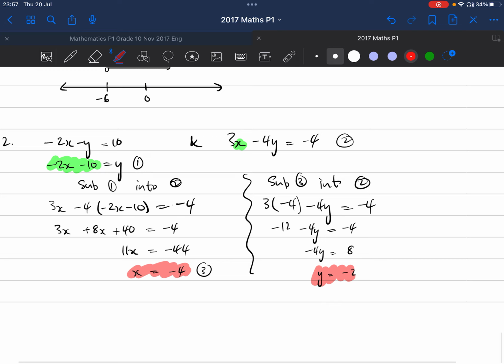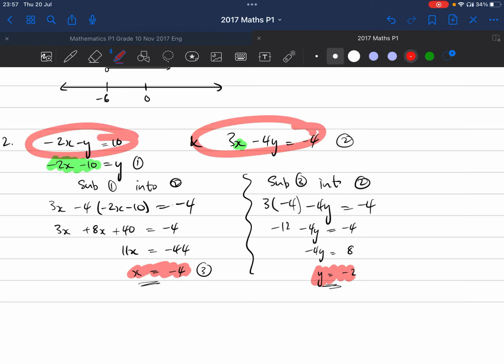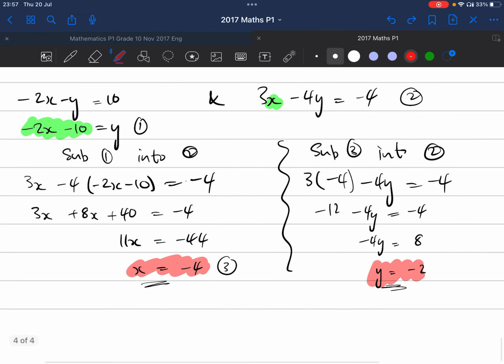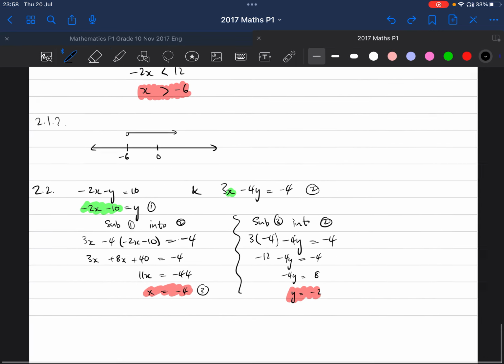Now to test this, I'll leave this up to you, I won't do it, but you can take these values that we have and substitute them into the original equations and see if you get the right answer. So for here you'll say minus 2 times minus 4 minus minus 2, and that should give you 10. And for the other one you do the same thing, you sub in x and you sub in y, and it should give you minus 4. And that's how you test if you got the correct answer.